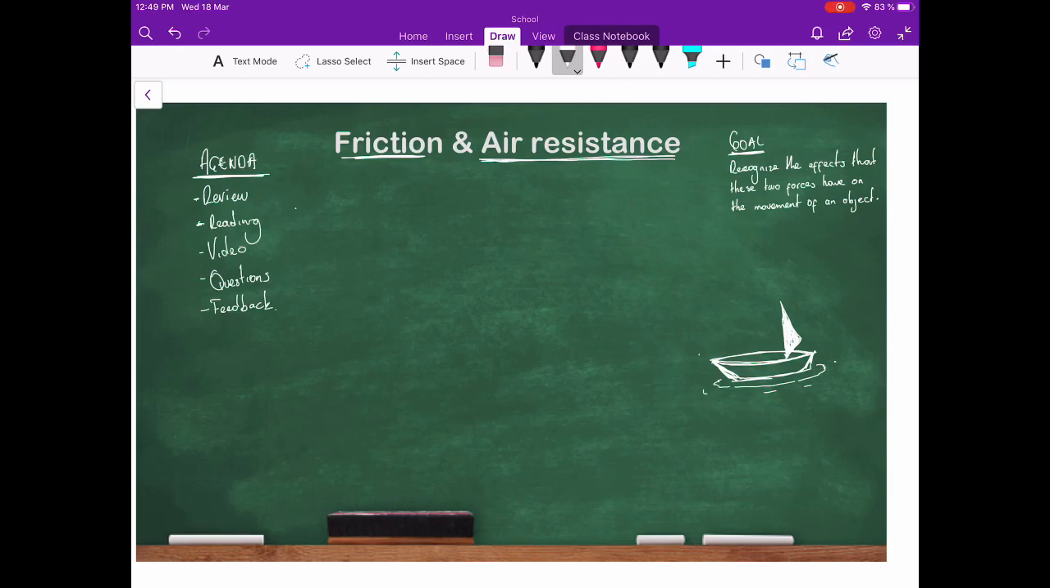Hi ladies, today we're going to learn about two forces, friction and air resistance. So our goal will be to recognize the effects that these two forces have on the movement of an object.